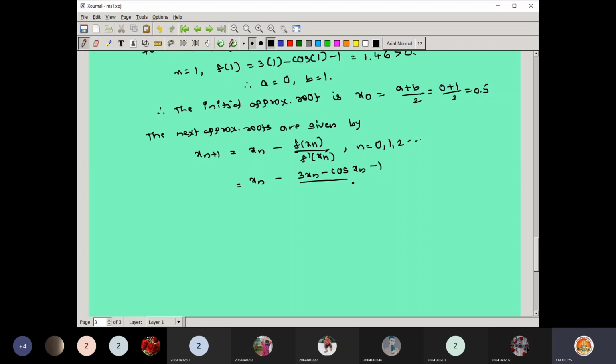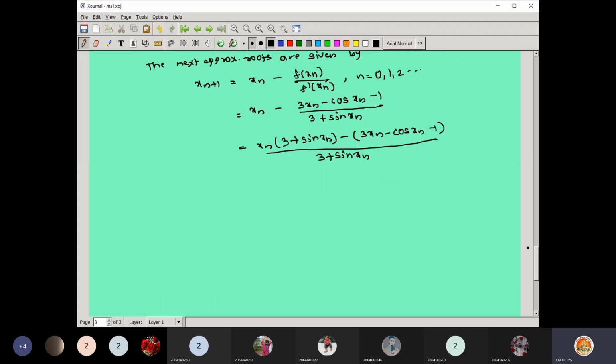It is divided by the derivative. The derivative of 3 x n is 3, the derivative of cos is minus sin, so it becomes plus sin x n, and the derivative of minus 1 is 0. So this is x n into 3 plus sin x n, minus the quantity 3 x n minus cos x n minus 1, total divided by 3 plus sin x n. I am just making the simplification.